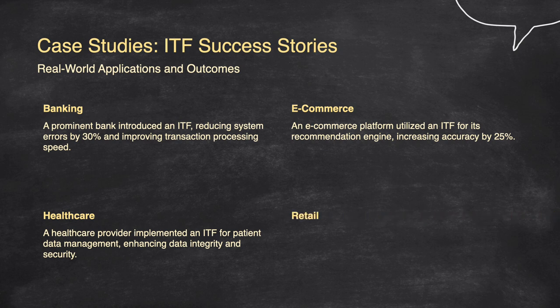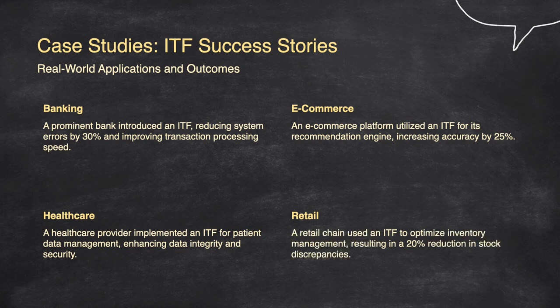And next, about the retail chain. Friends, a retail chain employed an ITF to refine its inventory management system, leading to a notable 20% decrease in the stock discrepancies. Friends, this case exemplifies how ITF can streamline operations within the retail sector by enhancing inventory accuracy and minimizing errors.